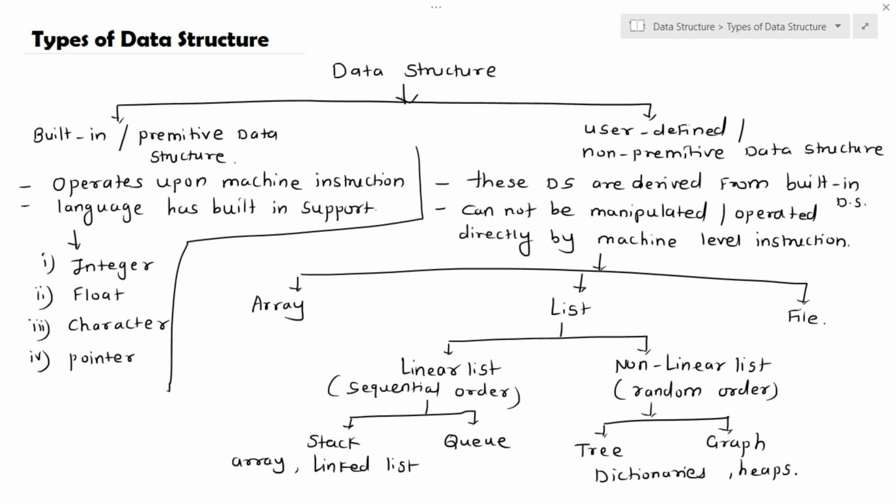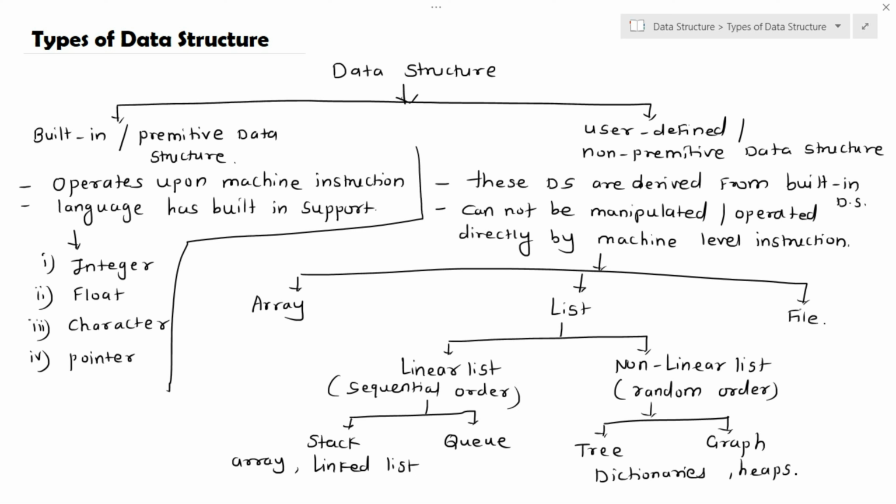Let's revise once again. So first of all, what is meant by data structure? It is the way of collecting and organizing data in such a way that we can perform different operations on the data. Now data structure is mainly divided into two categories: built-in or primitive data structures, and user-defined or non-primitive data structures. Built-in data structures operate completely upon machine instructions. User-defined data structures are derived from the built-in data structures and they cannot be manipulated or operated directly by the machine level instructions. Built-in data structures are divided into four types: integer, float, character and pointer.